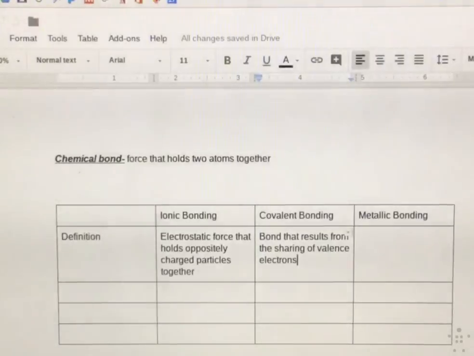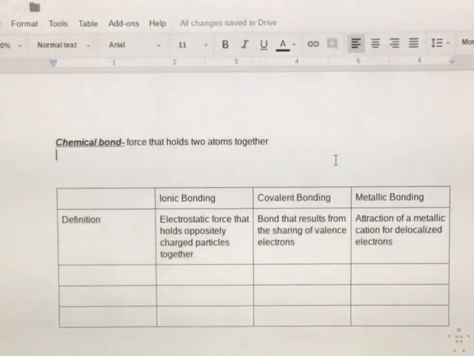And then we have metallic bonding. And metallic bonding is the attraction of a metallic cation for delocalized electrons. So remember that a cation has that T in it, which means plus sign. So a cation is a positively charged atom, in this case a metal, okay, for delocalized electrons.